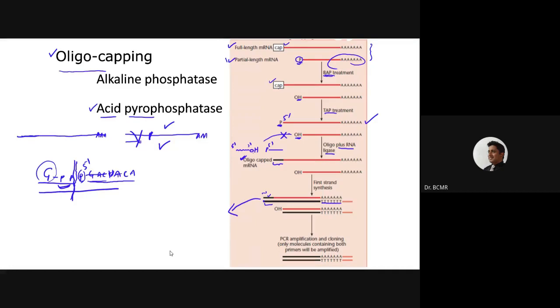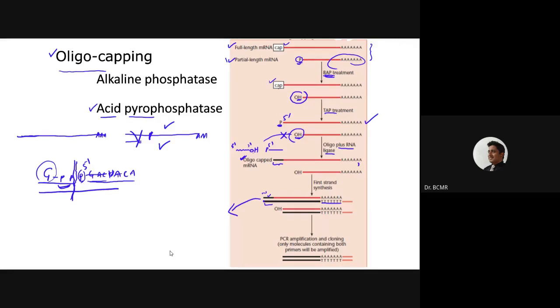Then we are adding an oligo using RNA ligase. So RNA ligase will add this oligo to the full length one because it has a phosphate group, whereas the truncated mRNAs do not have a phosphate group anymore. So they don't get the oligo cap. Why didn't they have this? Because we treated with alkaline phosphatase here, and this is where it lost it. Okay.